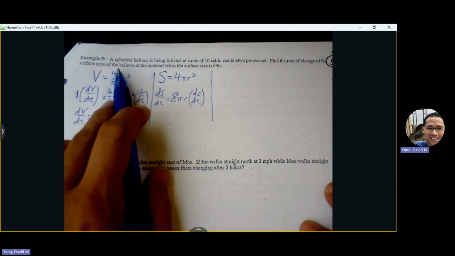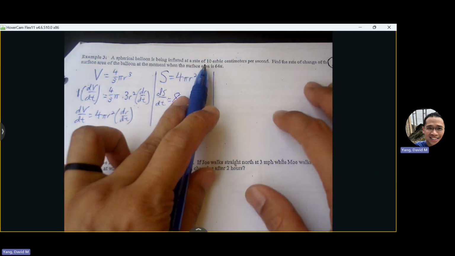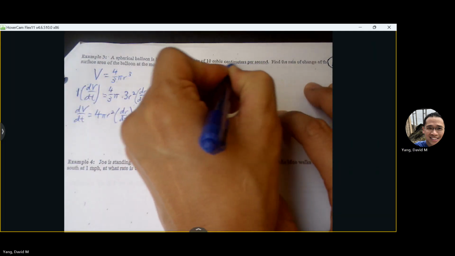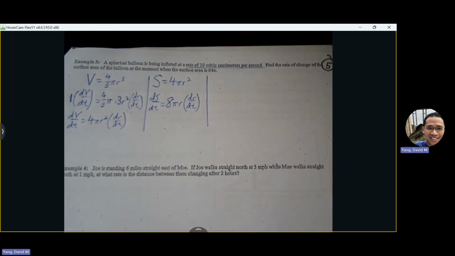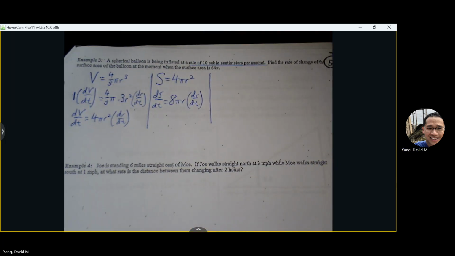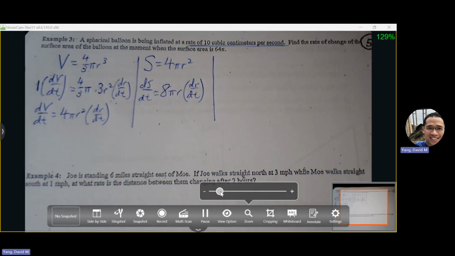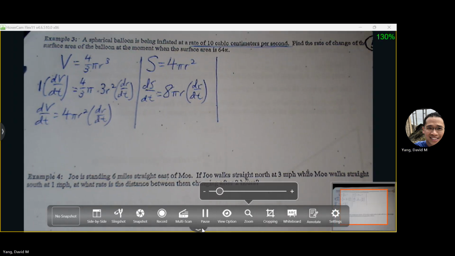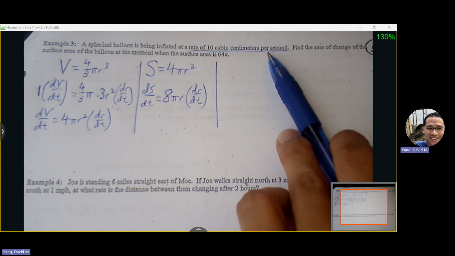Okay, so let's go back to our problem here. A spherical balloon is being inflated at a rate of 10 cubic centimeters per second. Look at the description, look at the units. Can we decide what variable will be best suited based off the description and the units? 10 cubic centimeters per second.